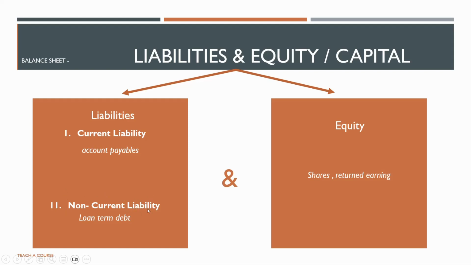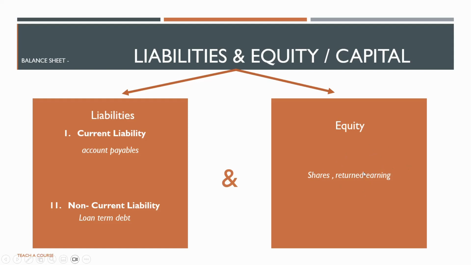A typical example of a current liability is account payables. That's our suppliers we are yet to pay. And non-current liability is a long-term debt. So if the company has taken a loan from a certain financial institution that is very long-term, that is considered here as long-term debt. It is placed under liability, but it's treated as a non-current liability. Let's talk about the equity.